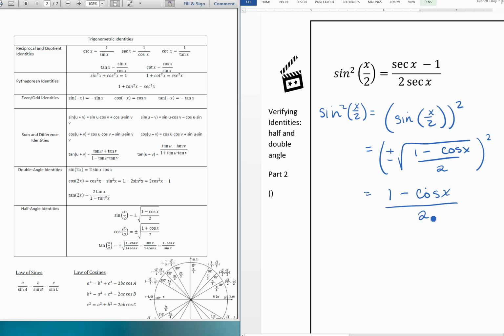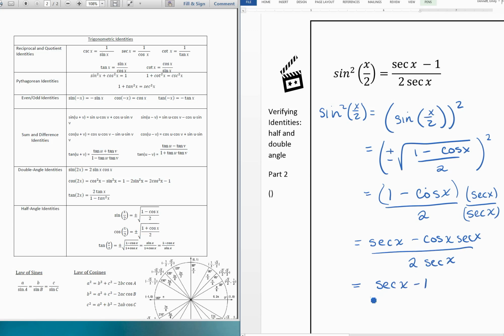Now, notice in the end, we want a secant in our answer. So one thing we can do is multiply the top and the bottom by secant of x, because we're really just multiplying by 1. So we're going to distribute in the numerator, so we'd have secant of x minus cosine of x times secant of x, all over 2 secant of x. Now, cosine of x times secant of x is equal to 1 since they're reciprocals of each other. So this would just be secant of x minus 1 over 2 secant of x, which is what we are trying to show.